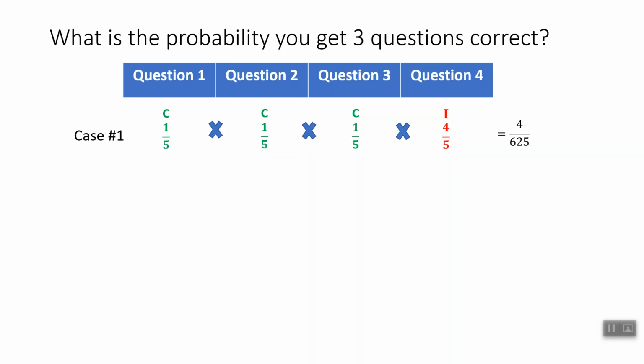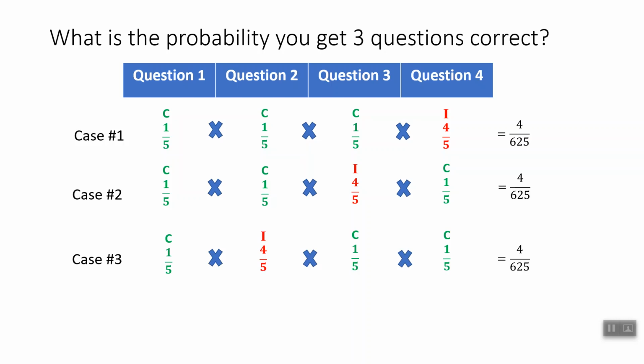I call this case 1 because there are a couple other ways that you could get 3 questions correct and 1 question incorrect. So in this first case, the 4th question was incorrect. There could be a circumstance where you get the 3rd question incorrect and the remaining questions correct. We'll multiply those together as well, and the probability is again 4 over 625. Probably can see where I'm going with this. In case 3, the 2nd question is incorrect, the rest of them are correct, same probability. And finally, case 4.